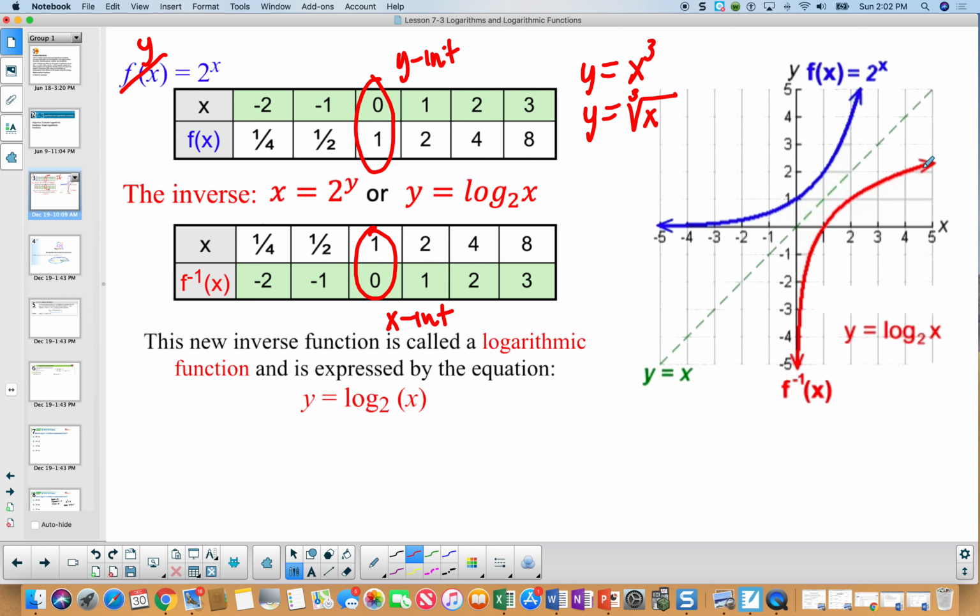Now, it is going to be a reflection across the y equal to x line, and all the x's and y's are going to exchange places. We're no longer going to have a y-intercept, but we're going to have an x-intercept. So this new inverse function is called a logarithmic function. We write it y is equal to log base 2 of x.